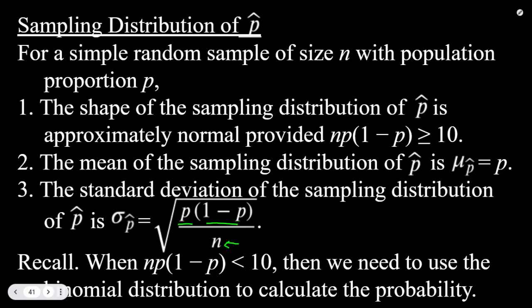We do want to recall that when n times p times 1 minus p is less than 10, then we would go back and use our binomial distribution to calculate the probability, because then your sample size is just not large enough to be able to turn this into a normal distribution. It would still be a binomial distribution.